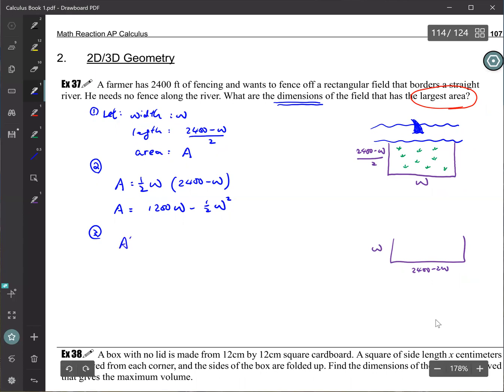So here, if I take the derivative, it will give you 1200 minus W. Right? There's no need to complete a square anymore. Make sure you double check. But usually if you have just one answer, most of the time that answer will be the answer you want. But to be 100% sure, make sure you double check the increasing, decreasing.